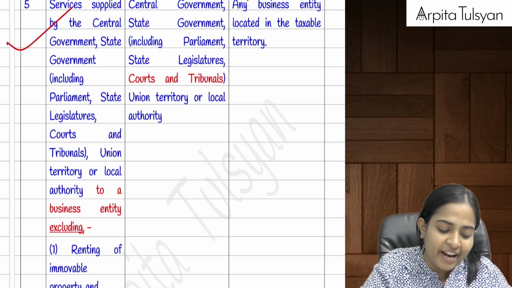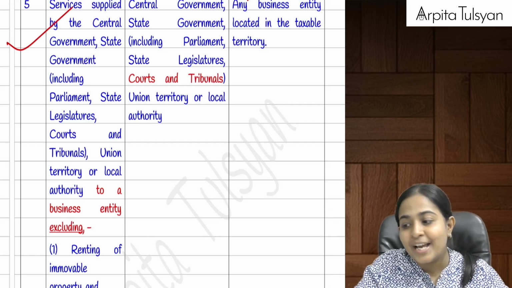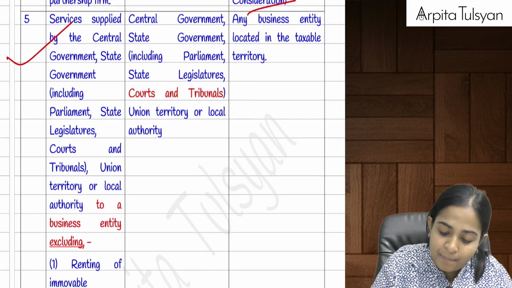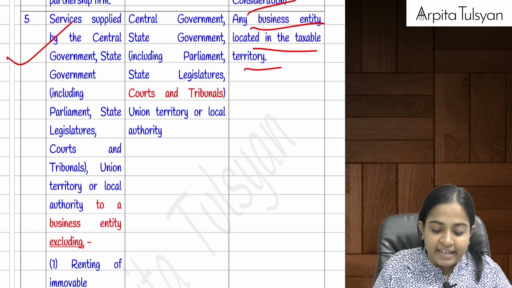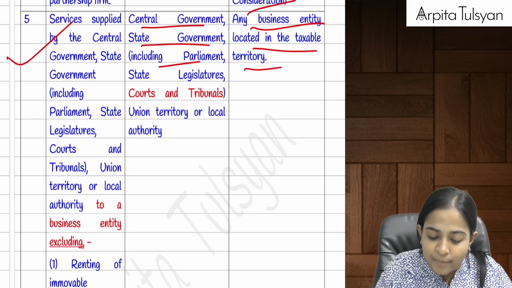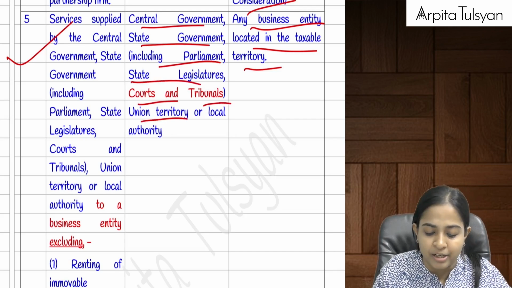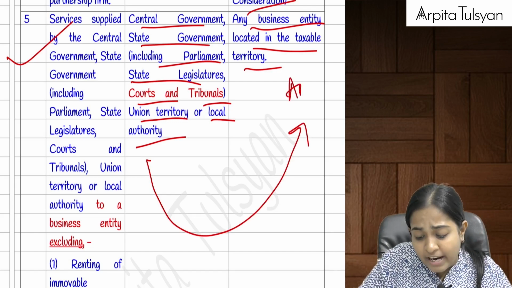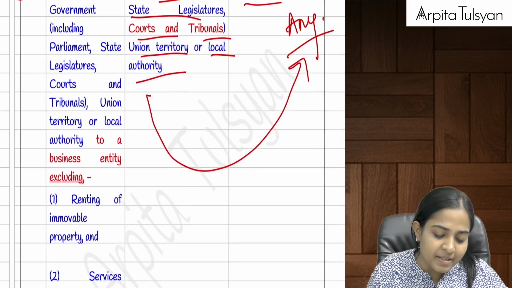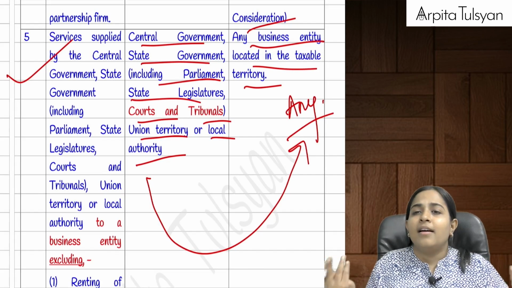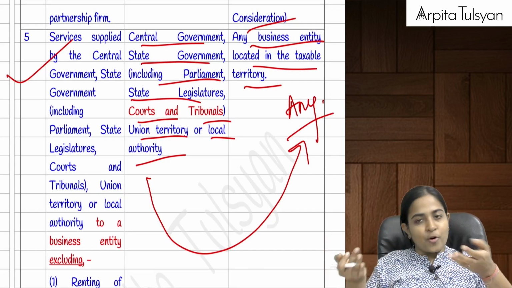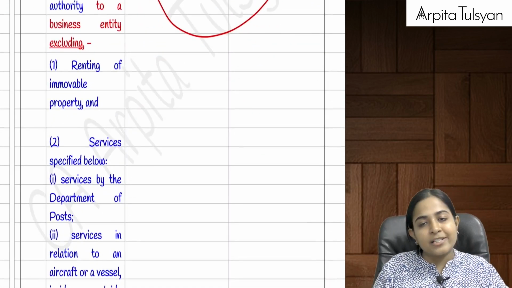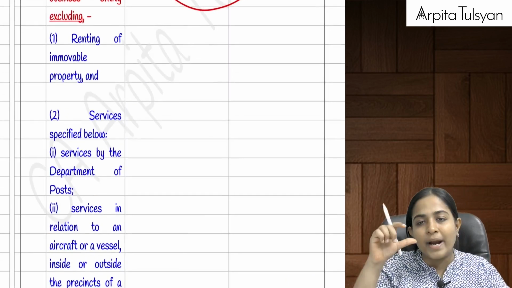Going to the next point, if any services have been provided by the government to a business entity located in the taxable territory. Now, government means central government, state government, including parliament, state legislature, court, tribunal, union territory or local authority. If they are providing any services to any business entity, then the government says, we will not collect the tax from you and we will not pay it to the GST department. The responsibility is on you, but excluding some services. Two headers are excluded here.